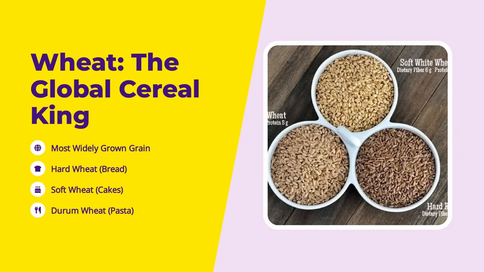The third type is durum wheat. Durum wheat is extremely hard and rich in protein. However, its gluten behaves differently from bread wheat. It is mainly used for manufacturing pasta, macaroni, vermicelli, and semolina products because it provides firmness after cooking.